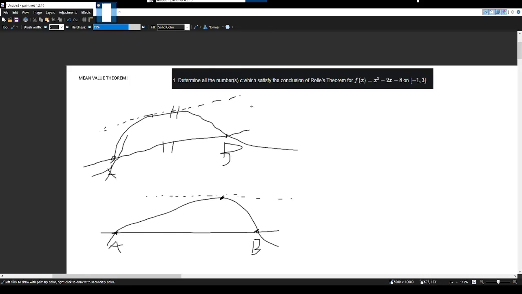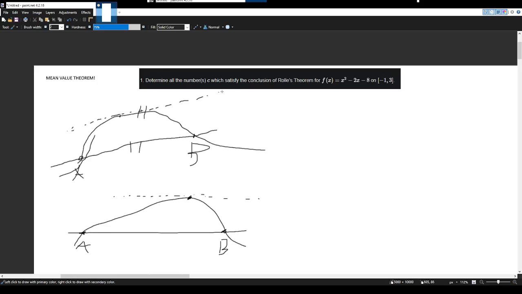So with that in mind, let's do this practice problem. Determine all the numbers C which satisfy the conclusion of Rolle's theorem for f of x equals x squared minus 2x minus 8 on the interval -1, 3 inclusive.